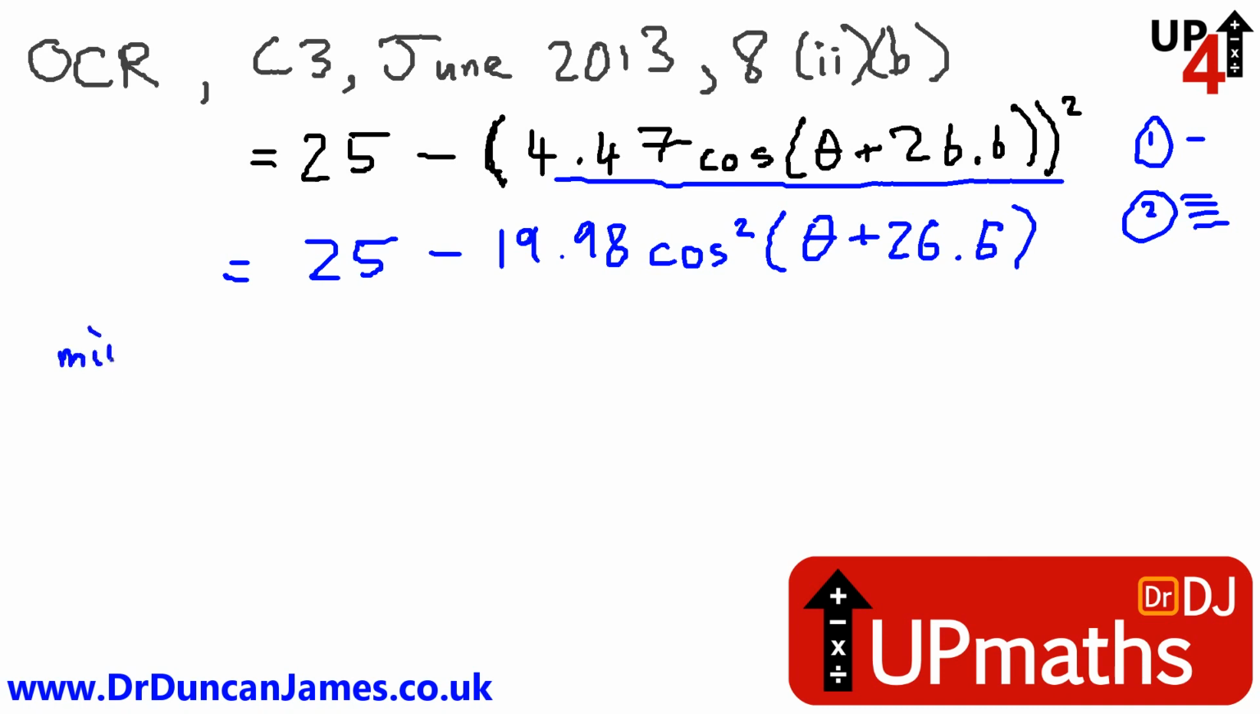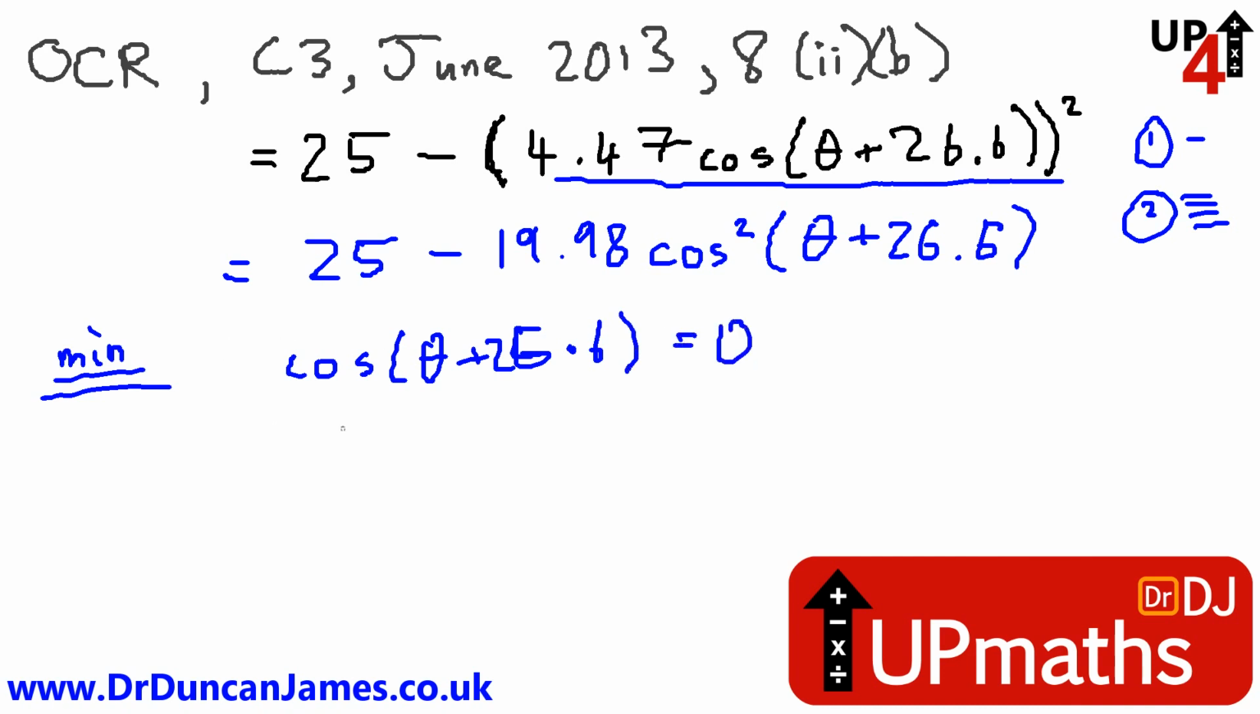There's going to be a minimum at what point? Well, the only thing that's changing is cos squared. If you square something, the minimum it can ever be is 0. And so should we just check that cos can be 0? Oh yeah, it can. I'm just writing this out a little bit to make it a little bit formal, so it's nice and clear. Minimum is when cos of theta plus 26.6 is 0, because we know that can definitely happen. So therefore it's just 25 minus 19.98 times 0 squared, and that ends up as 25.